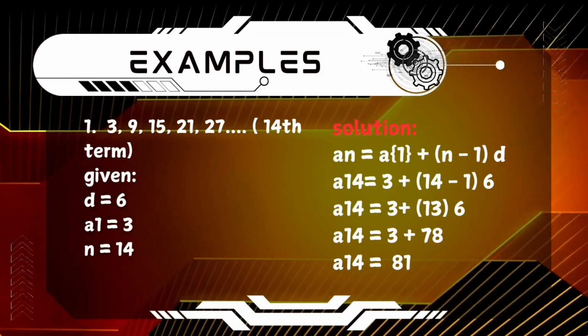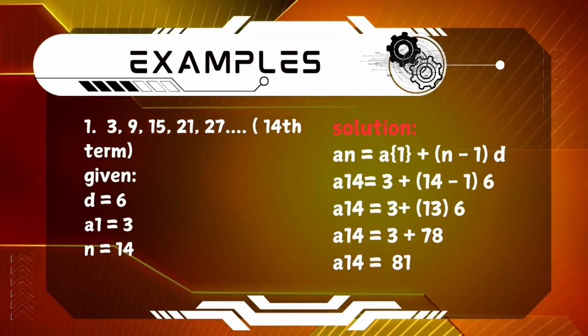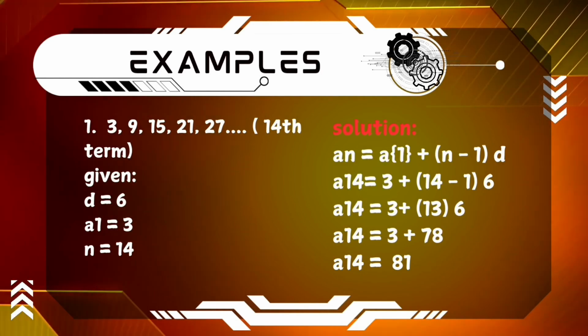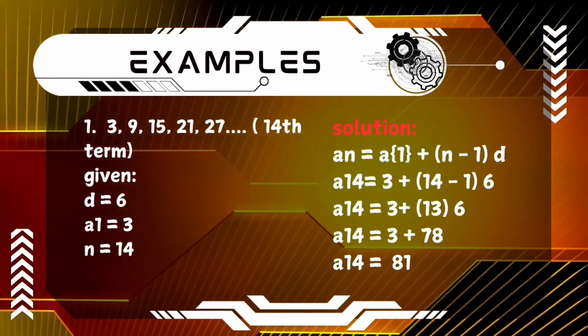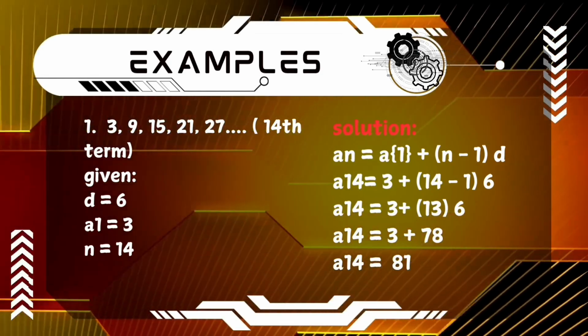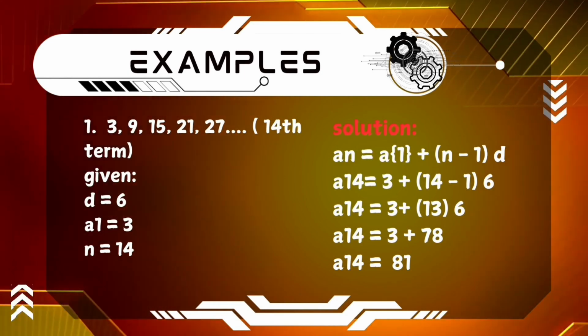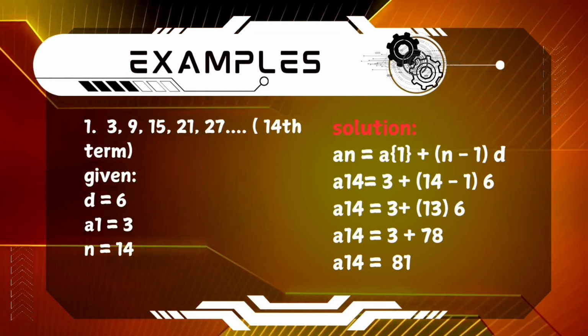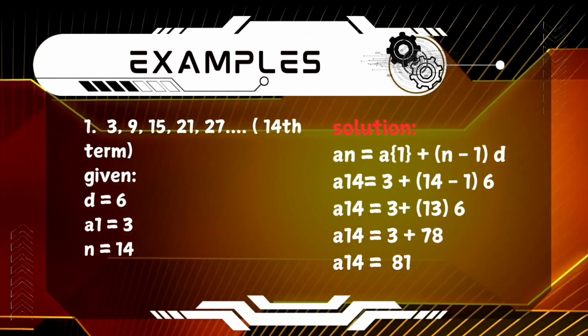Now let us substitute all the terms. a sub 14 equals 3 plus 14 minus 1 times 6. a sub 14 equals 3 plus 13, because 14 minus 1 is 13, times 6. 13 times 6 is 78, plus 3 is 81. Therefore, our 14th term is 81.